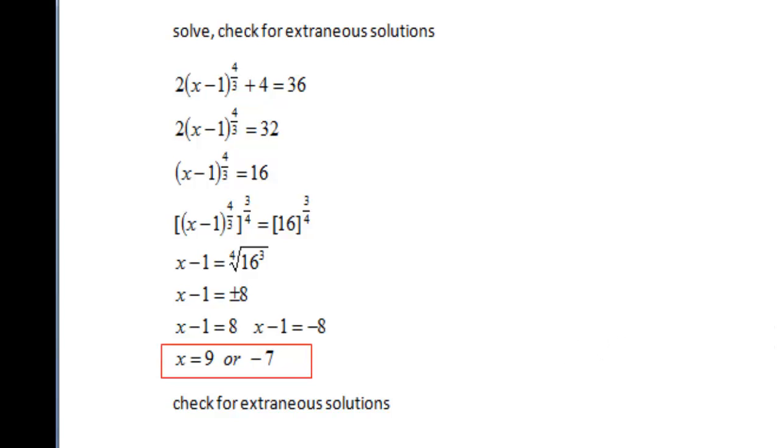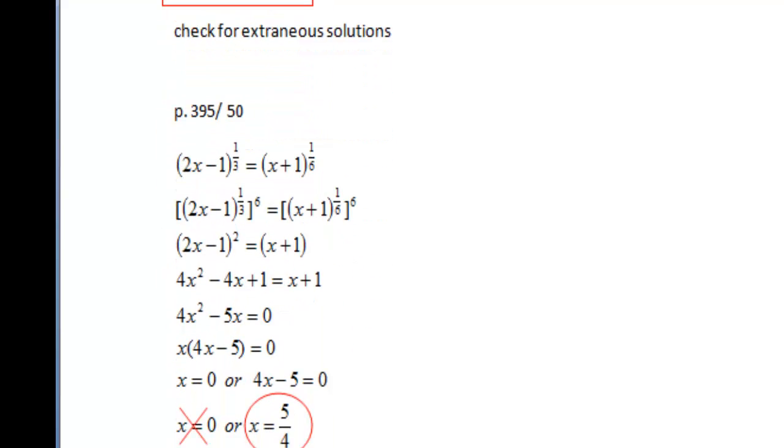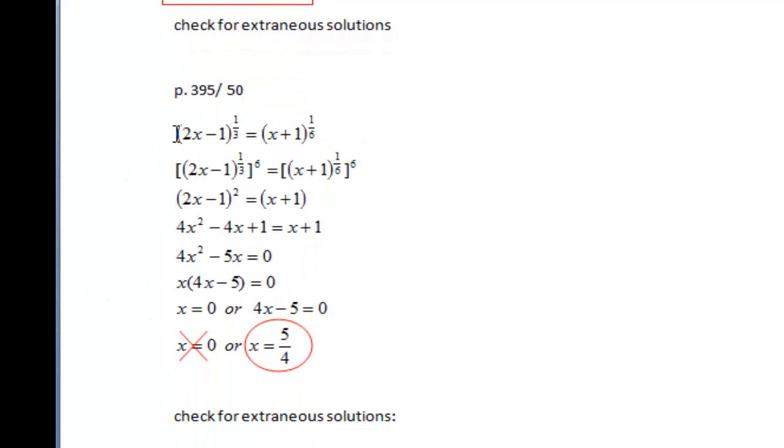Page 395, number 50. You're given the problem 2x minus 1 to the 1/3 equals x plus 1 to the 1/6. What you need to do is you need to raise both sides to the power of the common denominator of the two fractions. The common denominator of 3 and 6 is 6, so you're going to raise the left side to the 6th power, you're going to raise the right side to the 6th power.